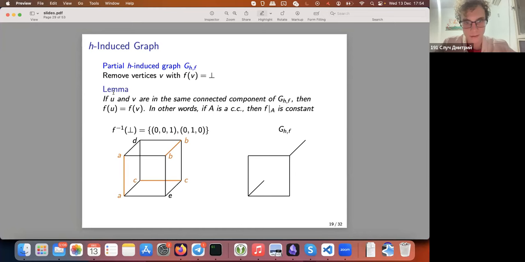And so we have the following lemma. If 2 vertices are in the same connected component of the partial H-induced graph, then they have the same value of F because of transitivity. And in other words, if A is a connected component, the function restricted to that component is constant. So for such a choice of edges, the function will be just constant on the whole cube.